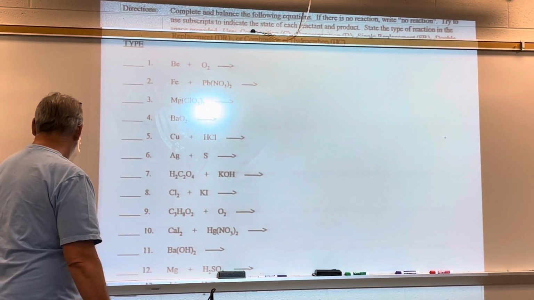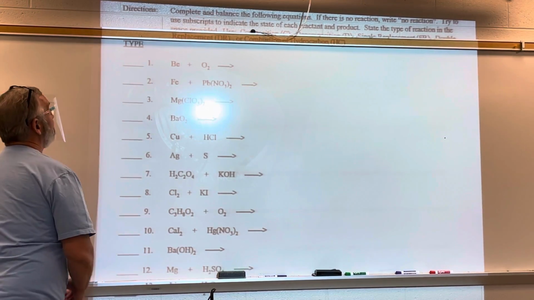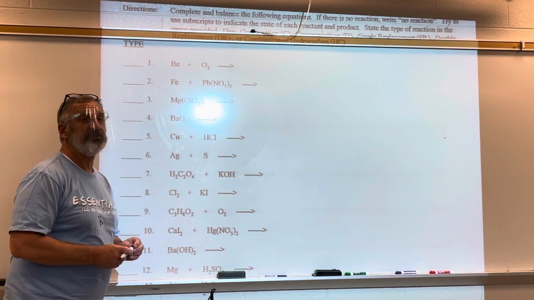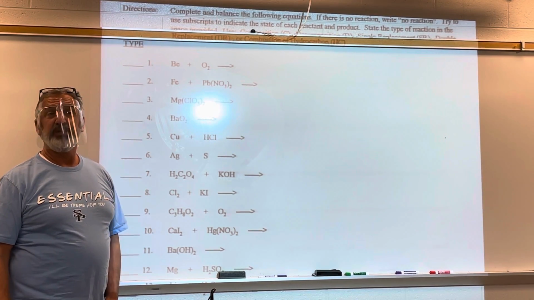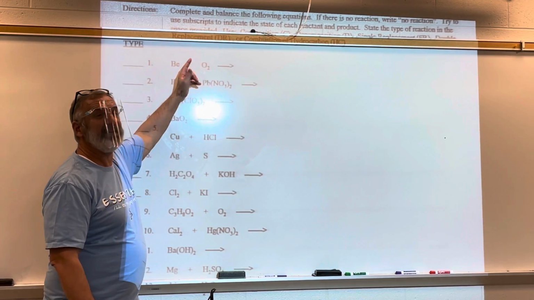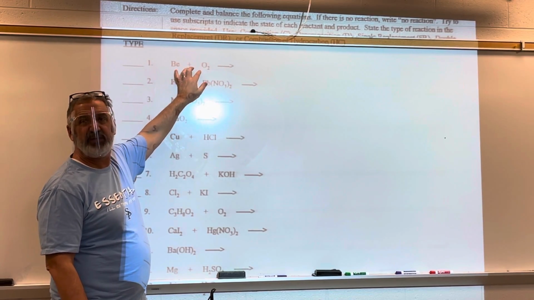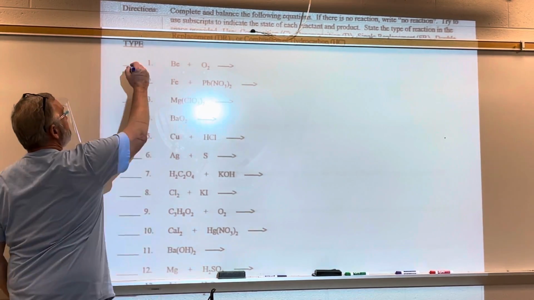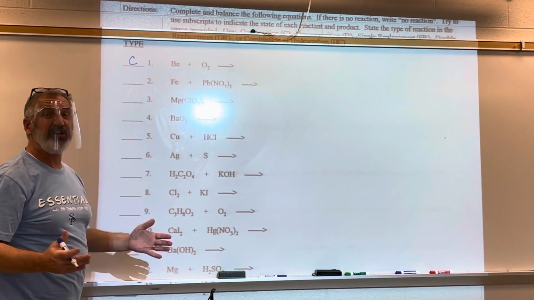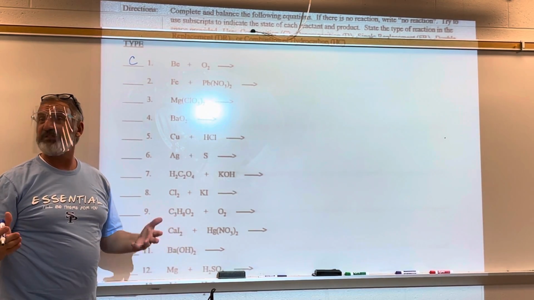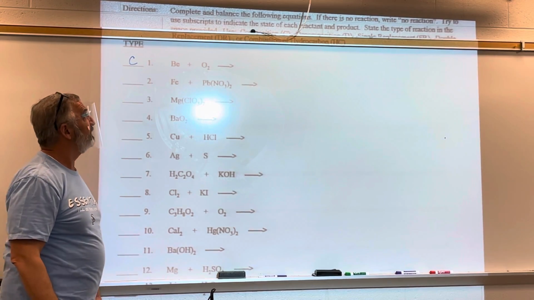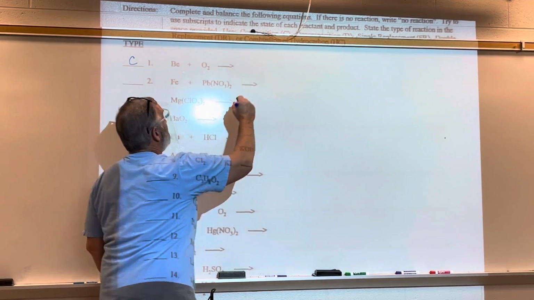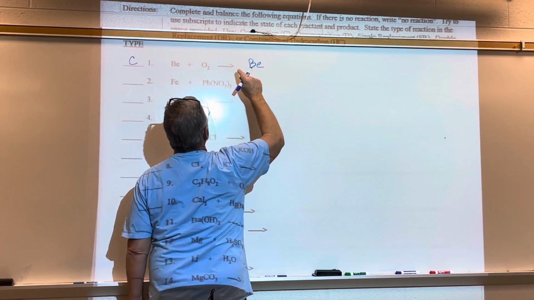All right, so when I'm looking at Be plus O2, first off, what type of reaction does that have to be? Composition. Because it's only an element and an element. They can't swap, they can't replace, they can't do anything. The only thing they can do is combine. So it's a composition. A lot of the other teachers call this synthesis. It's the exact same thing, they're synonymous. So that's going to make Be, do I just say BeO2?